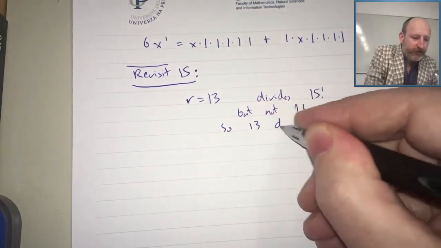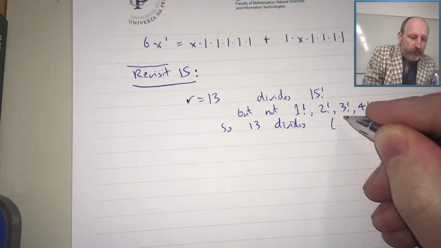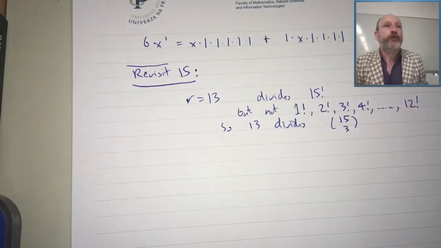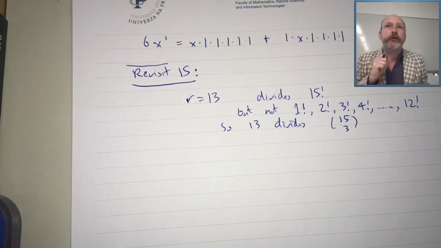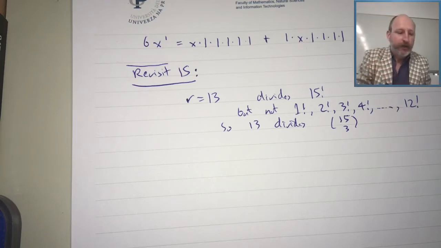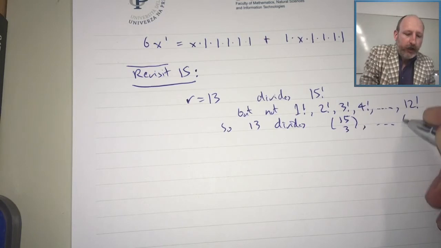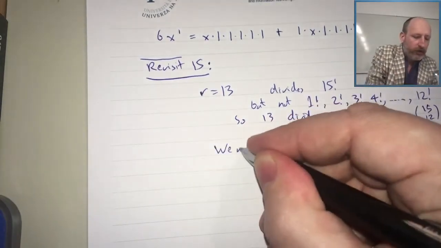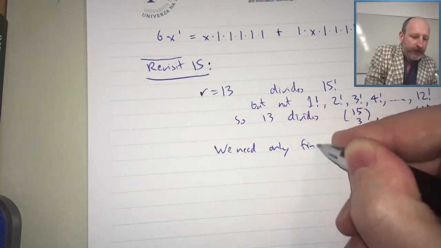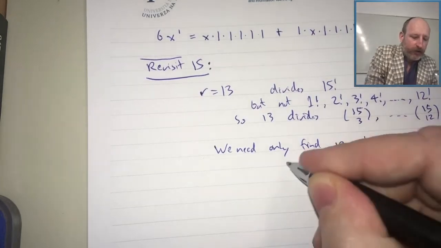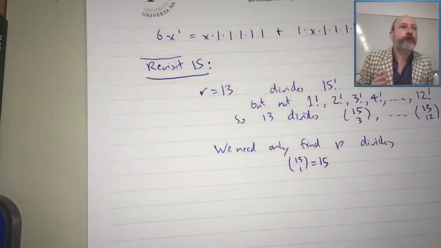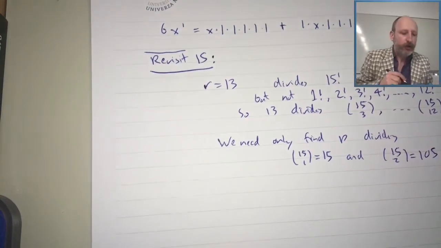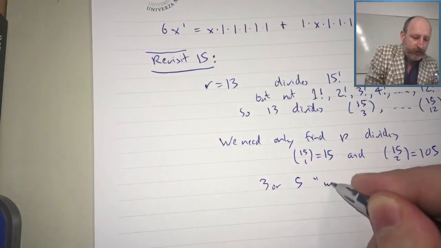So 13 divides 15 choose 3. It doesn't divide 15 choose 1 or 15 choose 2, because those have a 13 factorial or a 14 factorial on the bottom. But it does divide 15 choose 3, 15 choose 4, all the way up to 15 choose 12. And so now by symmetry, we need only find a P dividing 15 choose 1, which is just 15, and 15 choose 2, which is 105, and either 3 or 5 work.